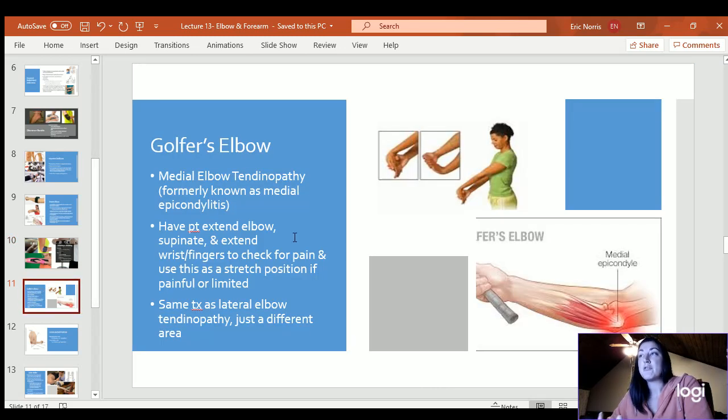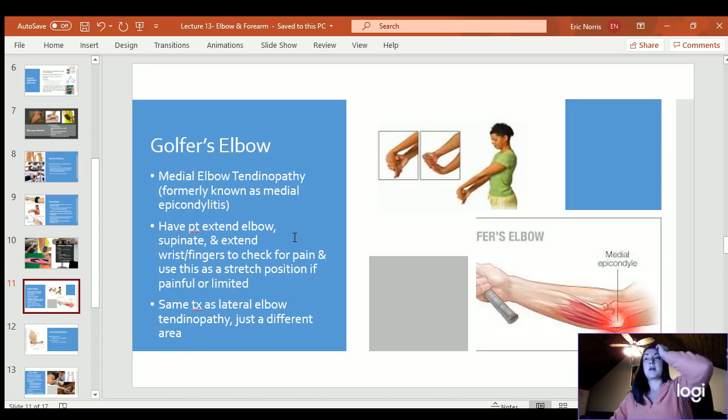Okay, with golfer's elbow, that is the opposite. It is medial elbow tendinopathy, or medial epicondylitis, as it was formerly known, and you will hear that most often in the clinic. But the actual diagnosis from the medical doctor may say medial elbow tendinopathy, depending on when they graduated med school, or how up to date they are with certain things.